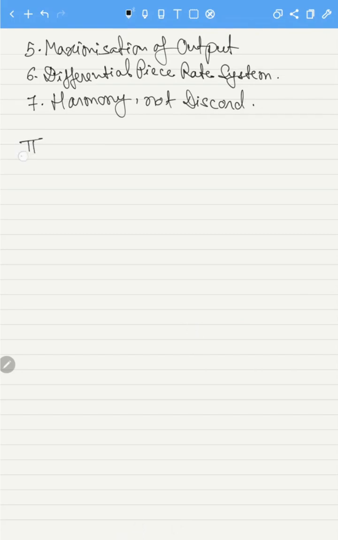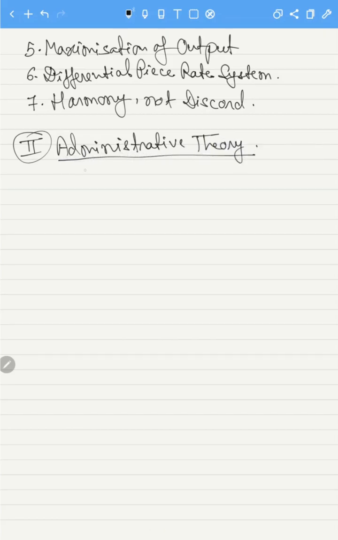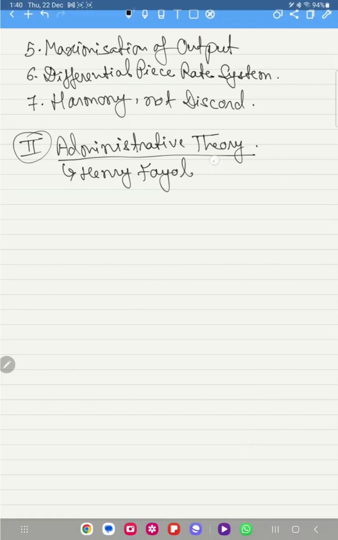First we have read about scientific management. Now, second is administrative theory. Now, let us see what the administrative theory of organizational behavior says. Who was the propounder or developer of this theory? Henry Fayol was the developer of this theory. He was from France.